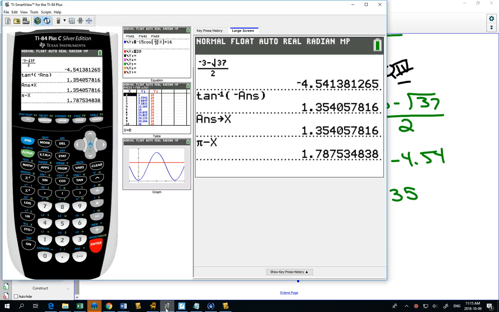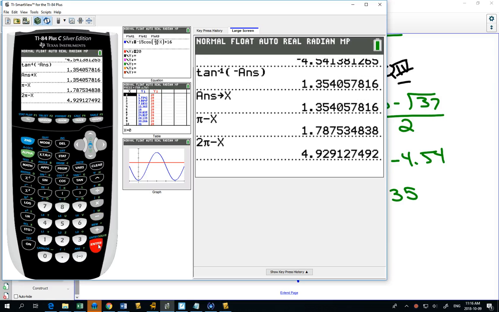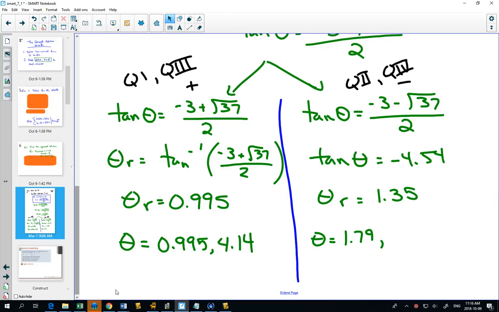And when I want to find my answer in quadrant 4, I can go 2 pi minus my reference angle, which is x, 4.93. I guess technically I should have approximation signs here.